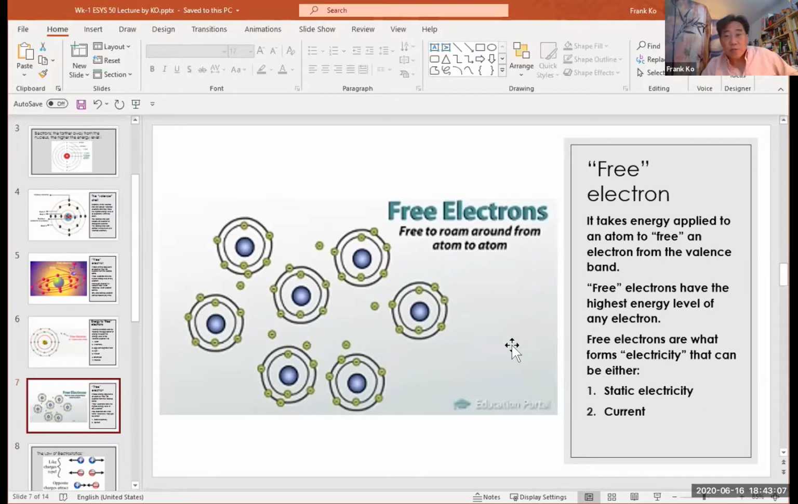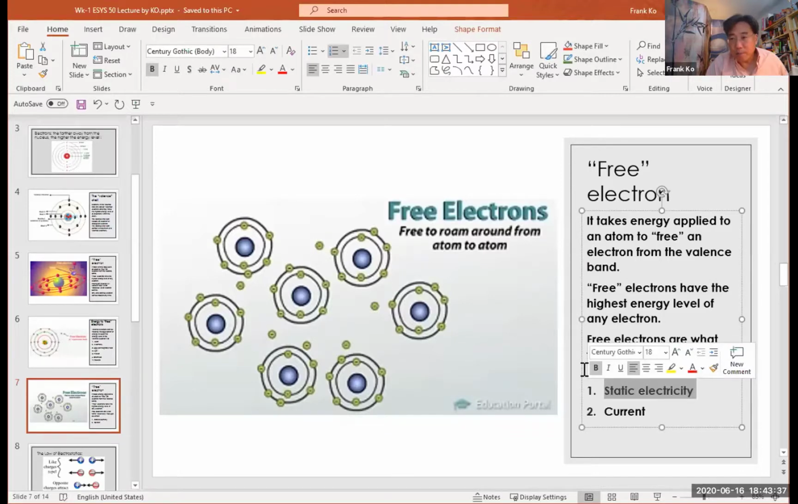On the slide in front of us now, free electrons are free to roam around from atom to atom. So you see these atoms, and between these atoms happens to be a couple of free electrons. They're not attached to any particular atom. They have been freed from the valence shell, and they're floating around simply because of room temperature. Now, free electrons can exist in one of two forms. They can exist in the form of something called static electricity, or they can exist in the form of current.